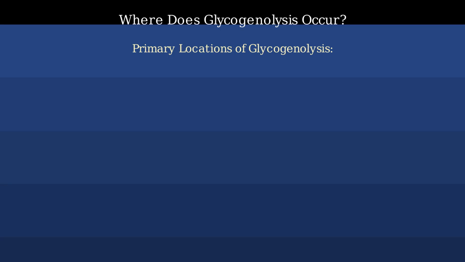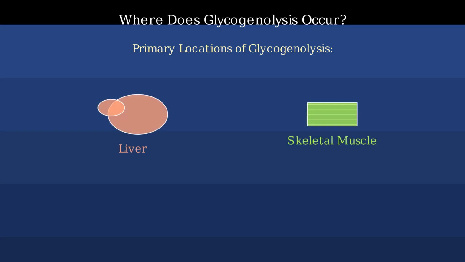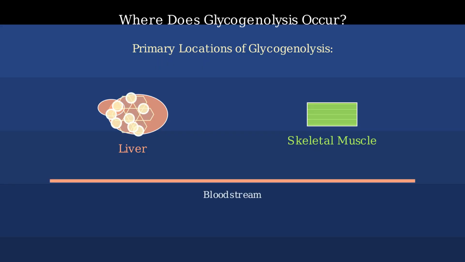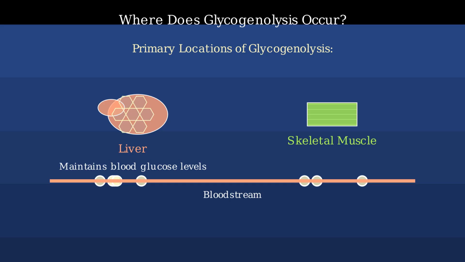Glycogenolysis, the breakdown of glycogen into glucose, occurs primarily in two main locations in the body. The most significant sites are the liver and skeletal muscles, with minimal activity in other tissues like the kidneys and adipose tissue. In the liver, glycogenolysis serves a critical function of maintaining blood glucose levels. The liver breaks down its glycogen stores into glucose, which is then released into the bloodstream. In skeletal muscles, glycogenolysis has a different purpose. Rather than releasing glucose into the bloodstream, muscle cells break down glycogen to provide energy locally for muscle contraction.